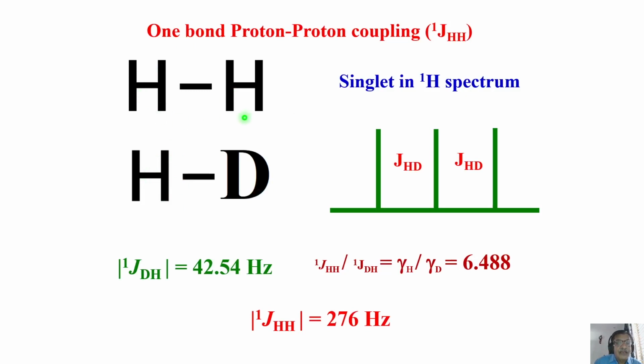Or if I know this, I can get this. Very easy, because that is given by a simple expression: 1JHH, because we are looking at 1JHH here, divided by 1JHD is equal to gamma HH over gamma HD. What is gamma HH? We know that 26.75 times 10 to the power of 7 radians per Tesla per second. That we should not forget.